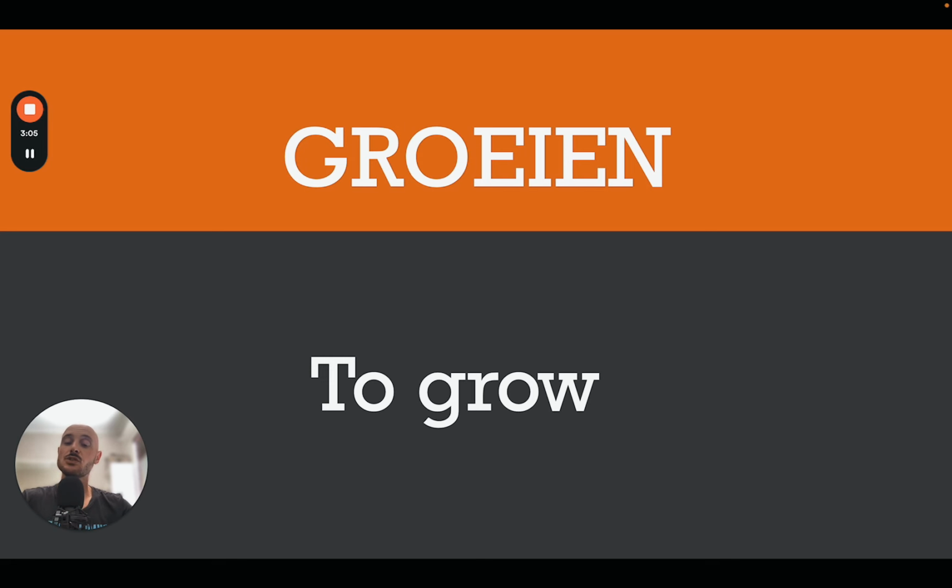We continue, and if you grow, that is groeien, alright? Groeien is a little bit difficult to pronounce because we've got the G, then we've got the O, E, I, E. So basically we've got four vowels which follow one another. So that can be quite confusing, so you pronounce it as groeien, groeien.